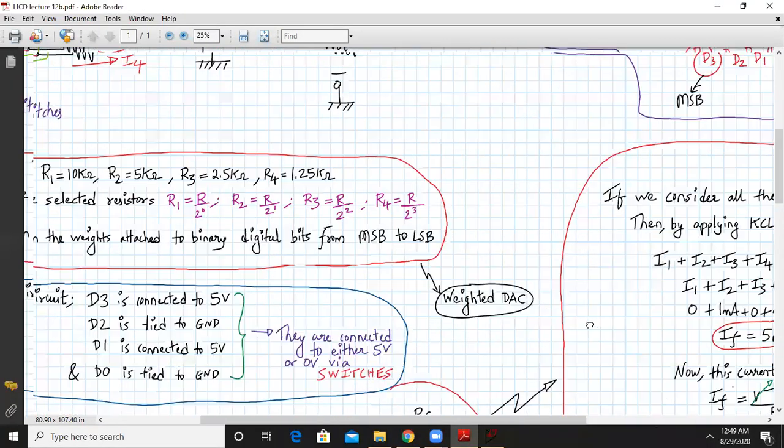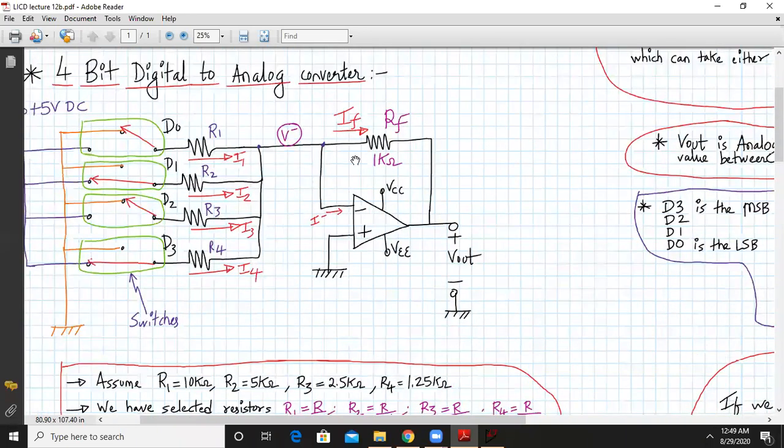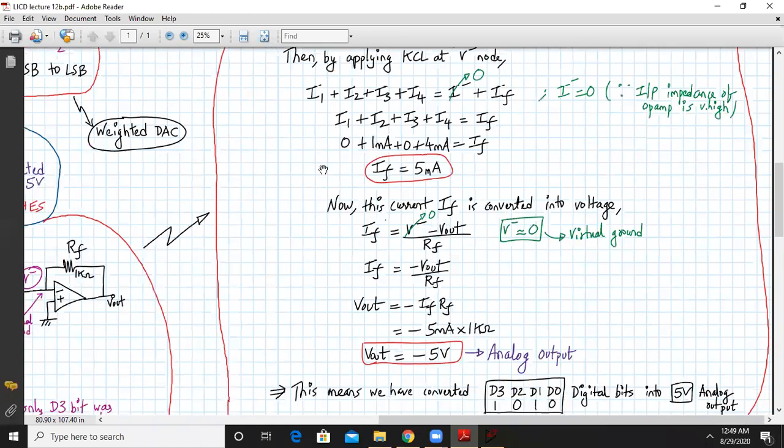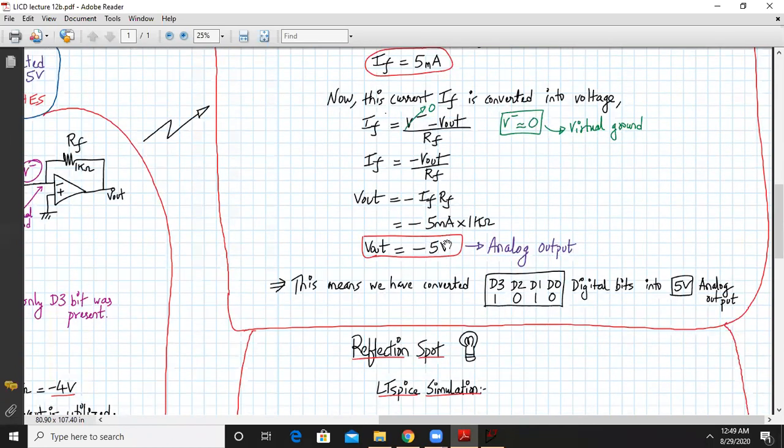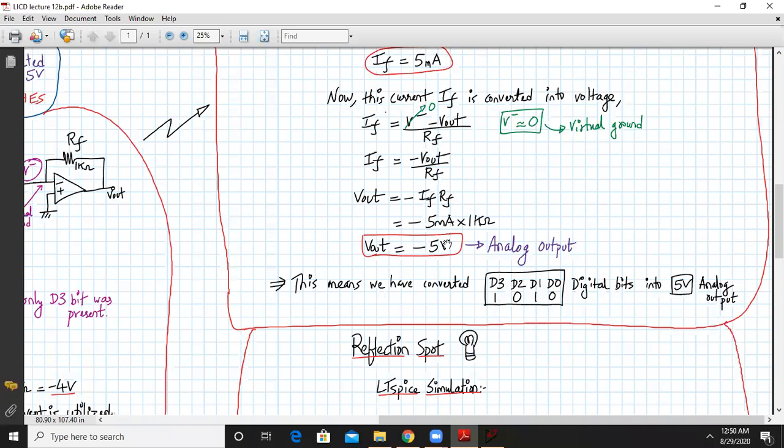Now this current, 5 milliampere, flows through this resistor. So IF will be equal to V minus minus V out upon RF, where V minus is 0 because of virtual ground. So V out will be minus IF into RF, which will be around 5 volts. So this V out equal to 5 volts is my analog output.